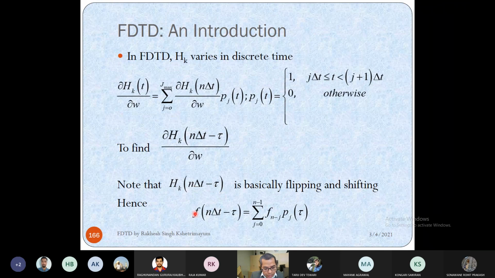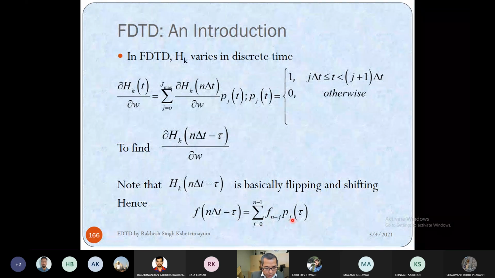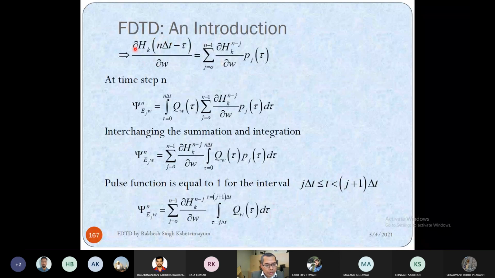Then you can write out the expression for a function after doing flipping and shifting as simply summation j going from 0 to n minus 1, f(n minus j) pj(tau). Pj was your pulse function here. F is the function which you have flipped and shifted. Then you can find this partial derivative with respect to omega of sk (n delta t minus tau) as summation j going from 0 to n minus 1, del sk(n minus j) over del omega, pj(tau). So this is what we're getting after we do the flipping and shifting.